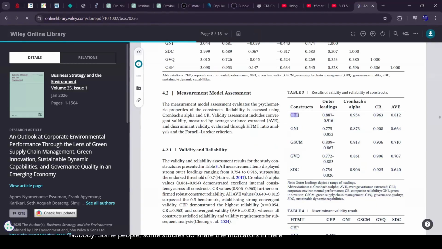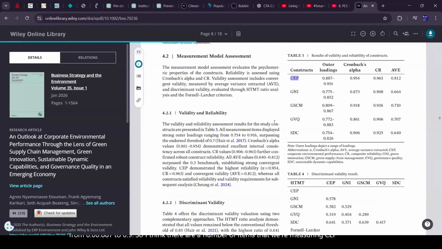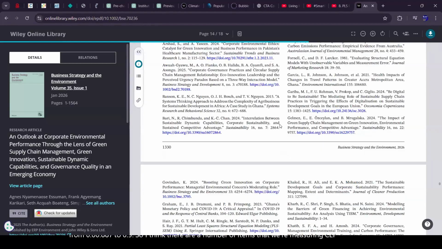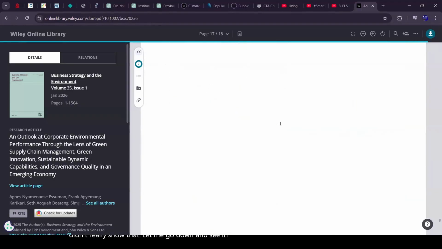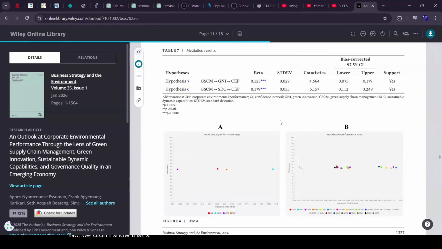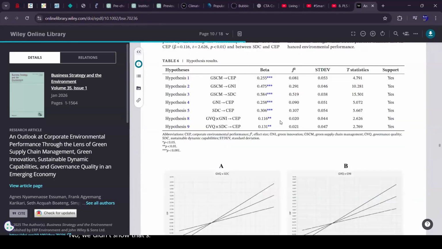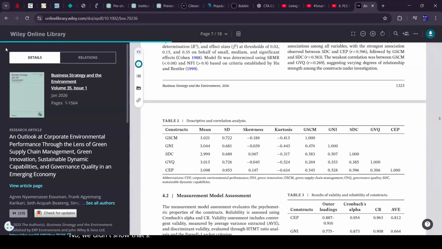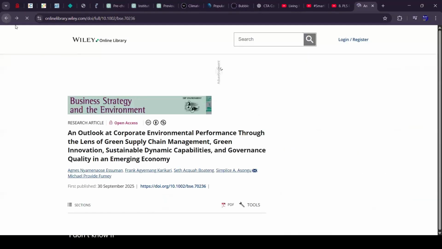Okay, so this is one construct, and for us we did a range of values. So the outer loadings started from 0.887 to 0.9. So I think there were a number of items that were measuring CEP, but we didn't really show that. Let me go down and see in the abstract. No, we didn't show that. If I find any study that has that, I will share it with you.